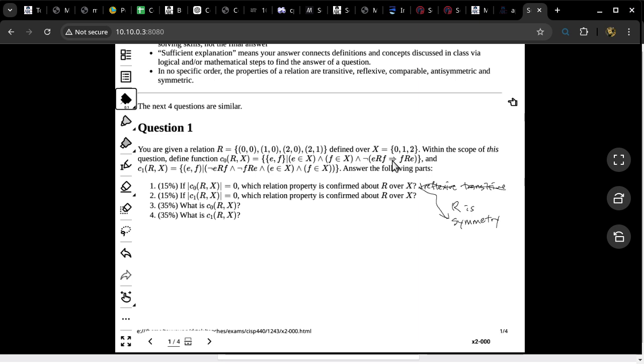And unfortunately, I have to manually refresh this every single time. There we go.